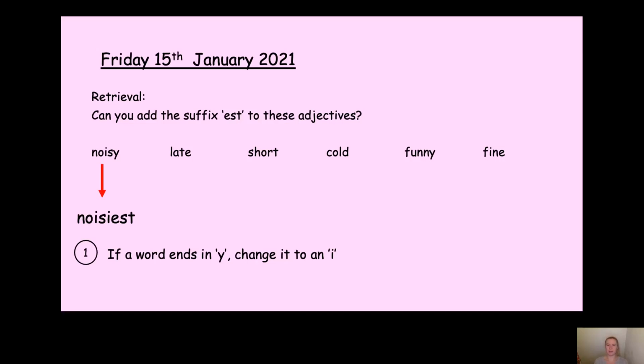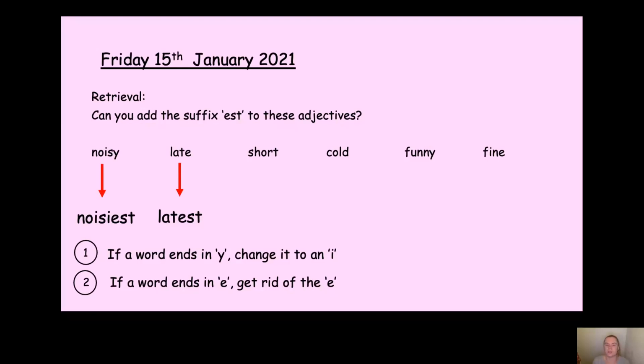Now the next one, late. Now what do you notice about the word late, the adjective late? Yes, that's right, it ends in an E, doesn't it? So therefore, what do we need to do? Yes, we need to drop the E, get rid of the E, and then add the suffix est. Okay, so let's do that. And there we go, we get latest. Now, latest only has one E, doesn't it? It doesn't have two. And why is that? Because we've dropped the E before we've added the suffix est. So there you go, there's our second rule from yesterday. If a word ends in E, get rid of the E before you add the suffix est.